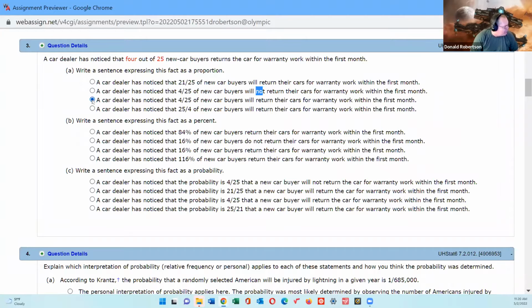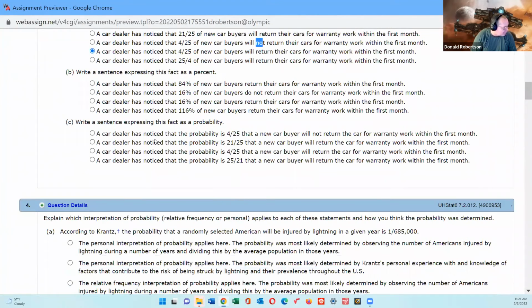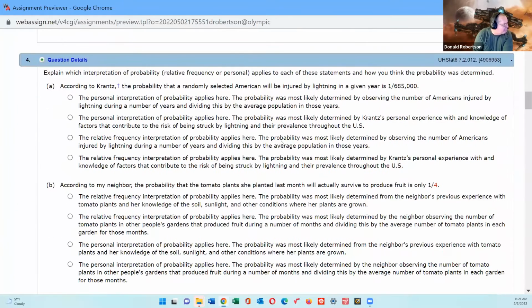Okay, now they say write it as a percentage. Well, wouldn't you take 4 out of 25 and turn it into a percentage? And write this as a probability. Okay. A car dealer has noticed that the probability is 4/25 that a new car will return. So, oh, that was pretty stupid of them. Didn't they make it the third dot in each question? They could have at least jumbled them up, so you had to read them, but whatever.